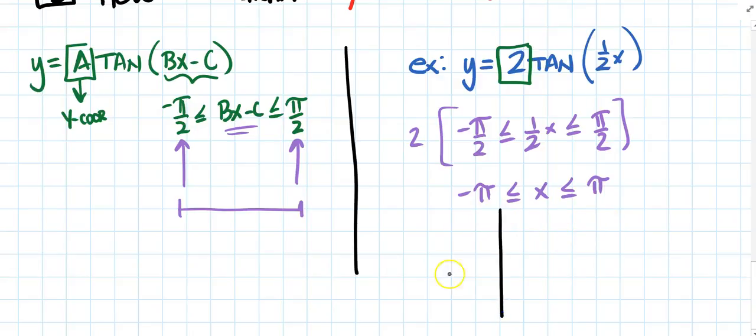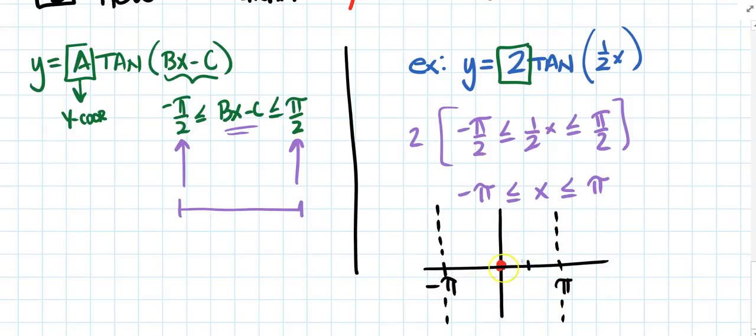So if I draw a coordinate plane here, I would call this negative pi and call this positive pi. And I know that in between here, I'm going to have 2 consecutive asymptotes. So this is my left endpoint, this is my right endpoint. That means that halfway in the middle, I'm going to have a zero.